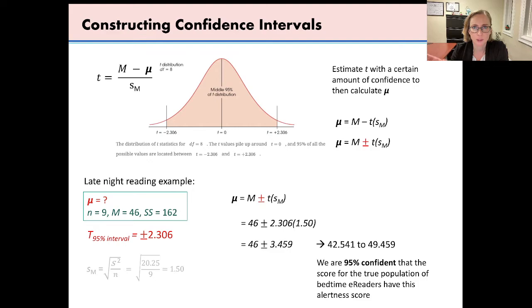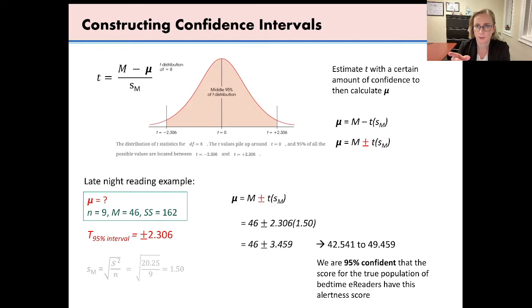We can say that we are 95% confident that the score for the true population of bedtime e-readers has this alertness score. So this is not only going with the unknown of no population standard deviation, but also no population mean. So then we can talk about, well, we are pretty certain, meaning 95% confident, that it will fall within this range.